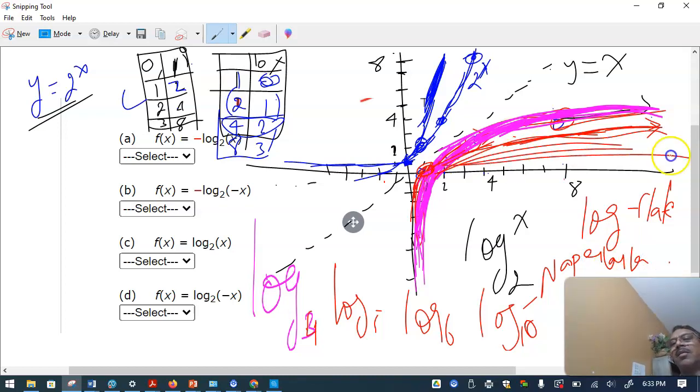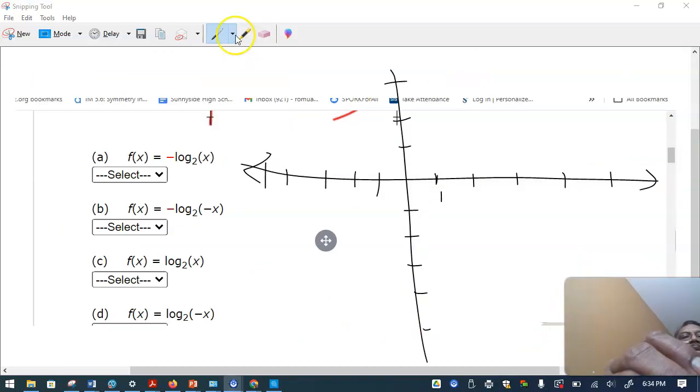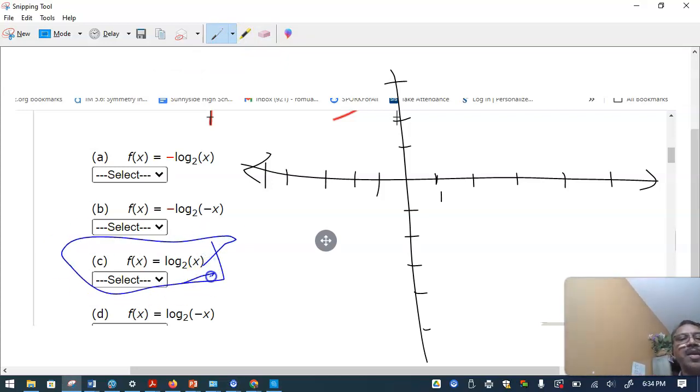So the whole idea here is, if you see the main graph, if I want to know the original function, what is logarithm of x? This is the parent graph of the logarithm function to the base 2. So the main graph, that means remember logarithm of x.